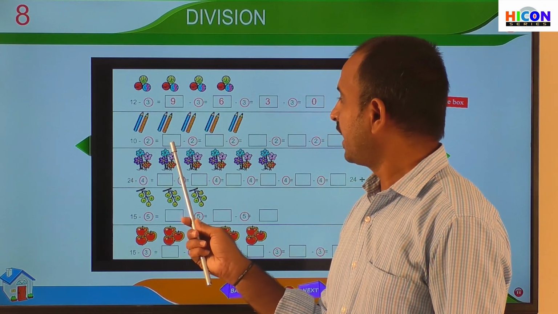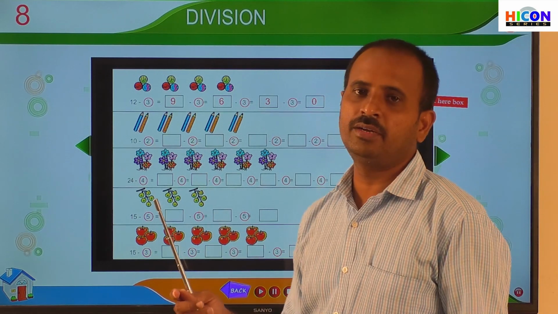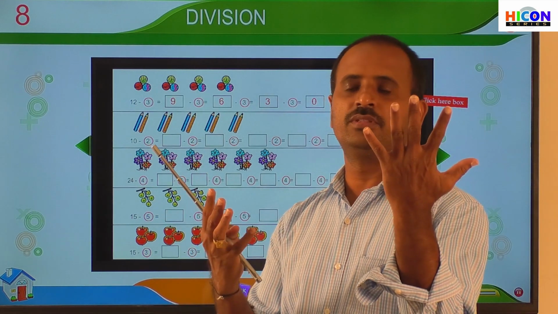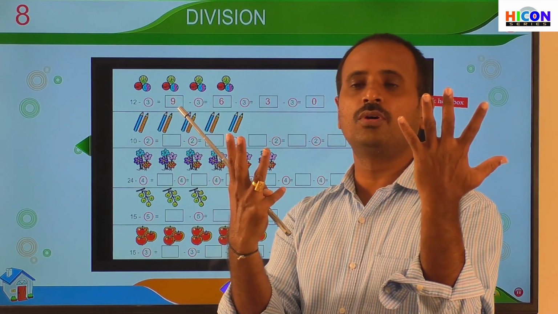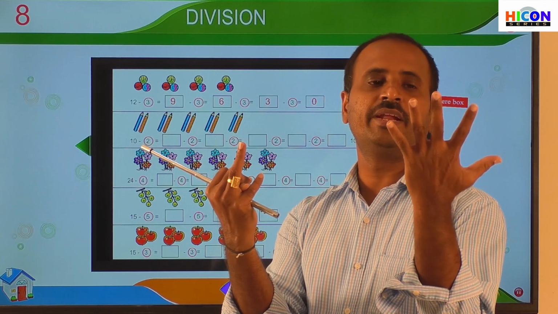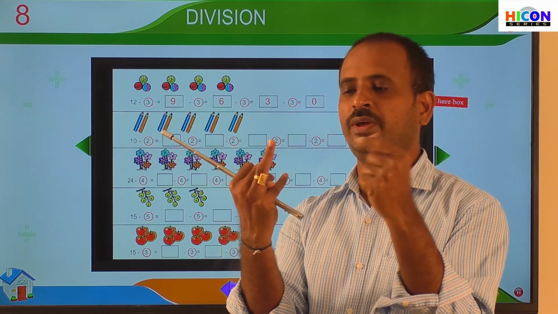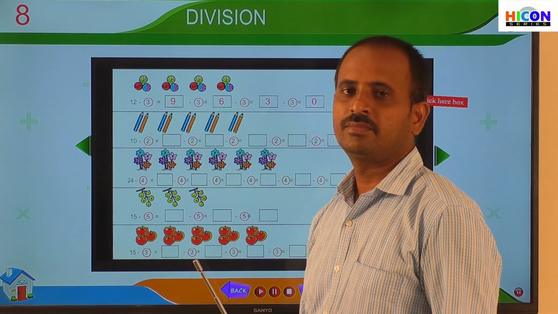So children, again subtract 2 from here. If you subtract 2 from 8, open 8 fingers. These are the 5 fingers and these are the rest, so total 8 fingers, and close 2 fingers among these. How many fingers are remaining? There are remaining 1, 2, 3, 4, 5, 6 fingers. So the answer is 6 here.